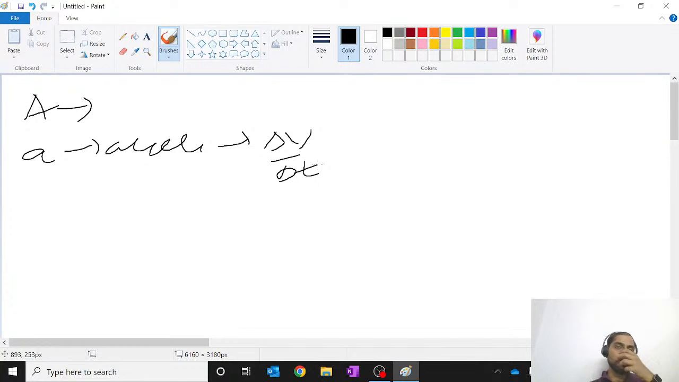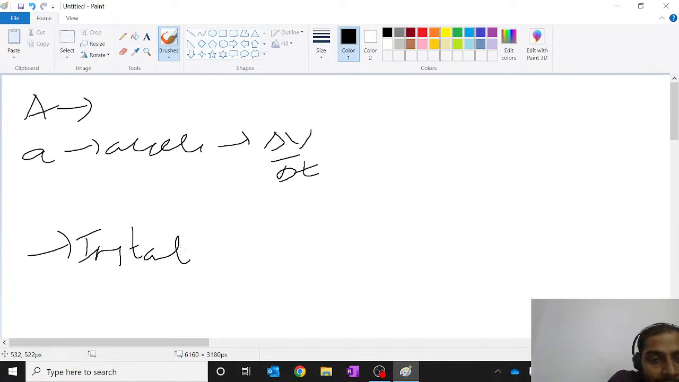So remember this: acceleration is nothing but change in velocity by change in time. Your velocity is nothing but change in displacement by change in time. As simple as that. Now, like I've told you, for instantaneous velocity you are supposed to find out the velocity at that instant.